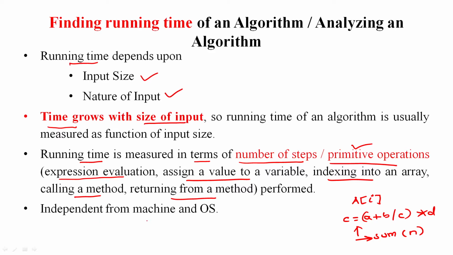Nowadays, we have 64-bit operating systems and 64-bit hardware architecture. So the performance of an algorithm is not entirely dependent on hardware and operating system. It is mainly dependent on the number of lines and primitive operations in the algorithm.